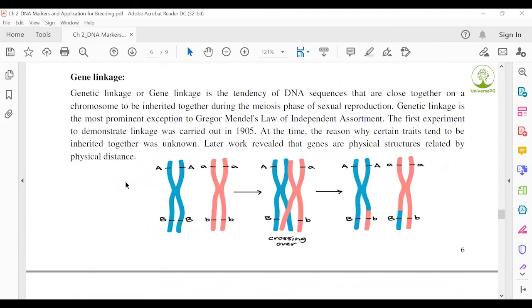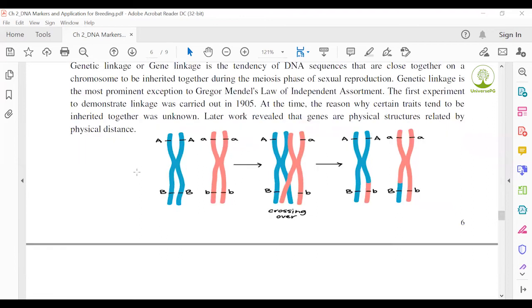Gene linkage. Genetic linkage or gene linkage is the tendency of DNA sequences that are close together on the chromosome to be inherited together during the meiosis phase of sexual reproduction. Genetic linkage is a most prominent exception to Gregor Mendel's law of independent assortment. So see the figure.